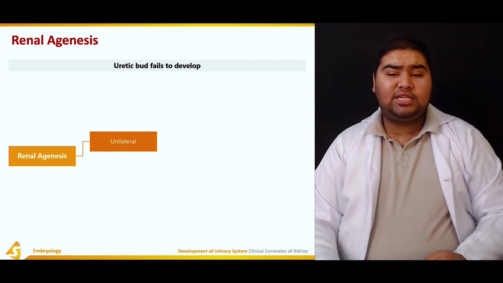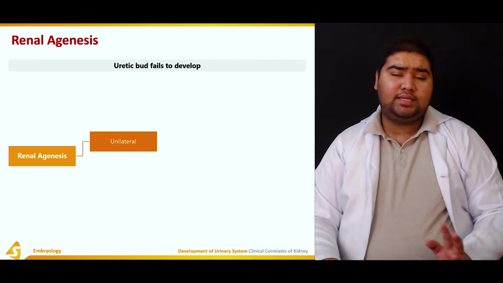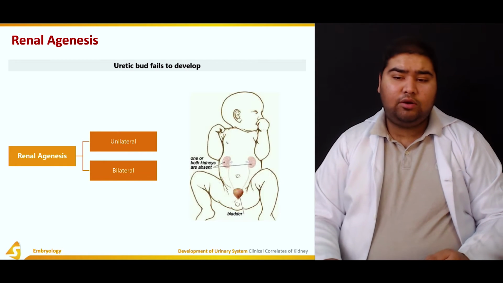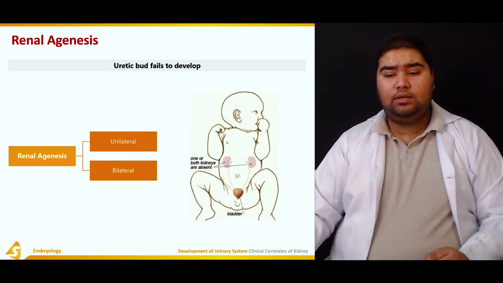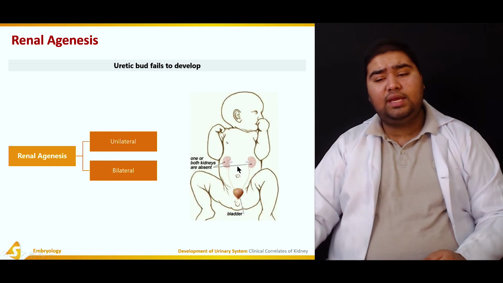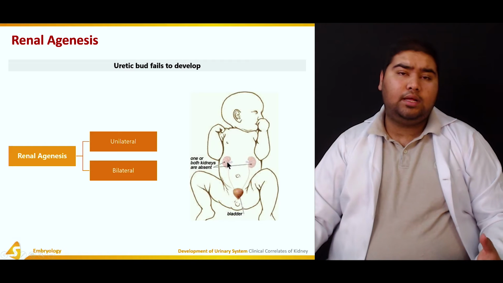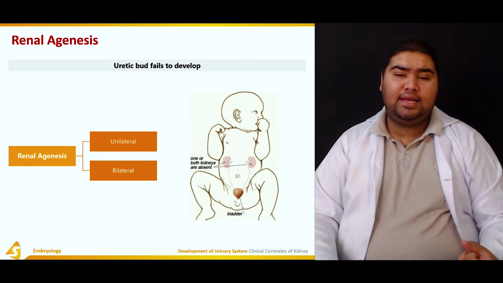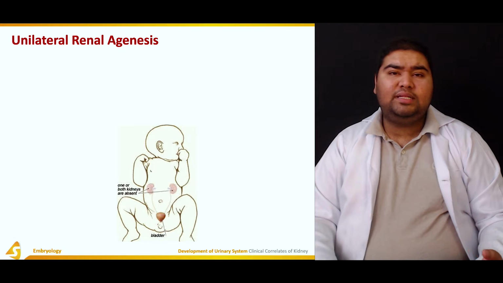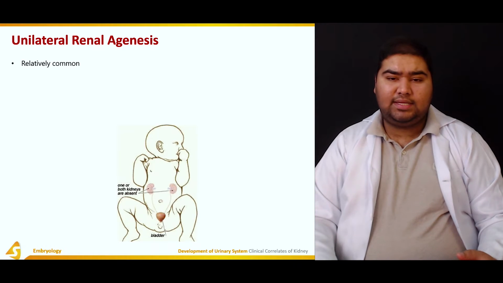So renal agenesis can be unilateral, which means it is on one side, or bilateral, which means it is on both the sides. So one or both the kidneys may be absent in a child, which is known as unilateral or bilateral renal agenesis. So we'll see what unilateral renal agenesis is.